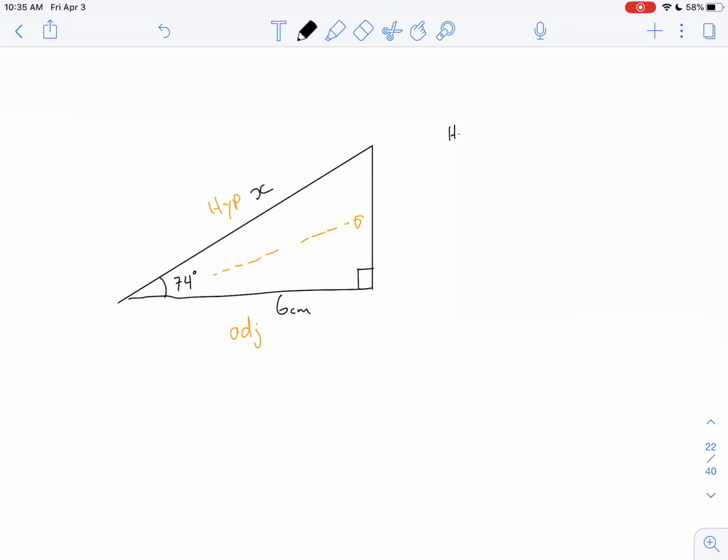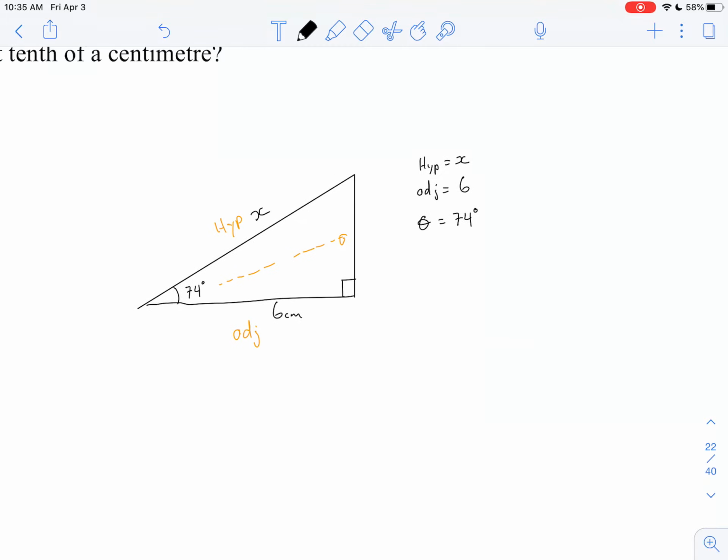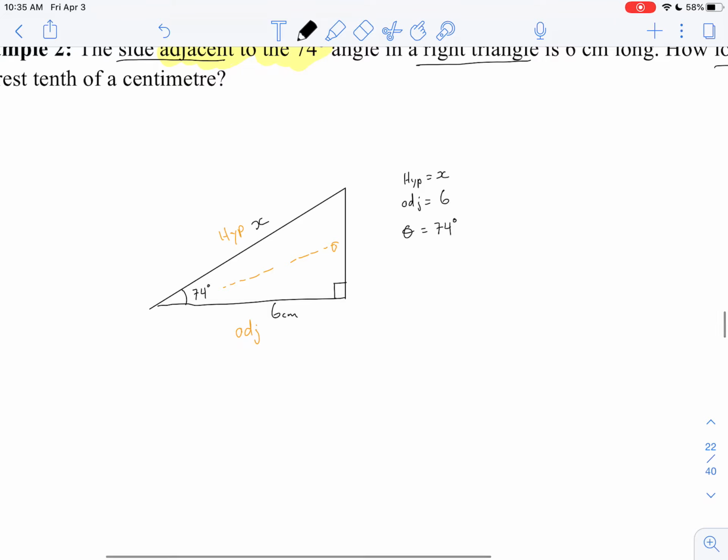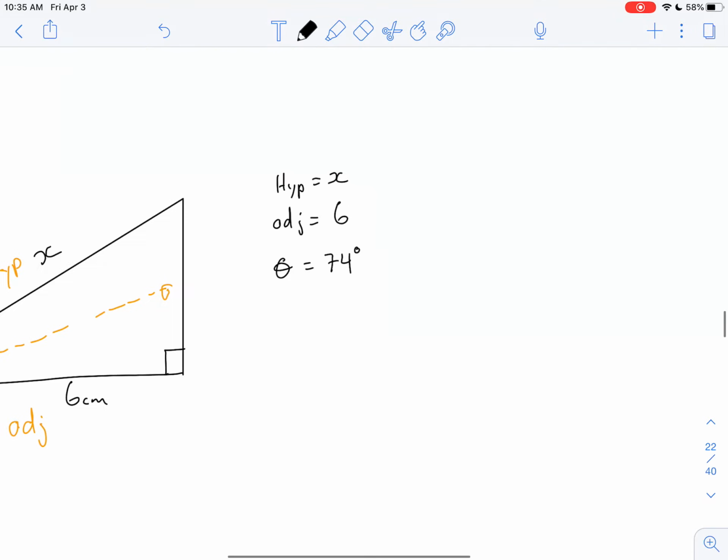My hypotenuse is equal to x. My adjacent is equal to 6. My theta is equal to 74 degrees. That's 2 of the 3 pieces of the puzzle we need to solve. We just have to think what trig ratio uses hypotenuse and adjacent. So SOH CAH TOA, so I'm going to use CAH because it uses adjacent and hypotenuse.